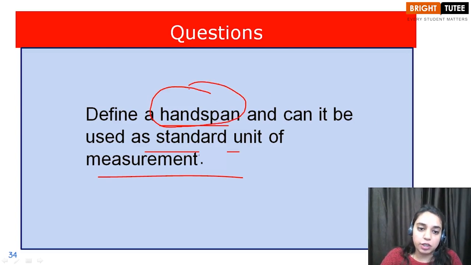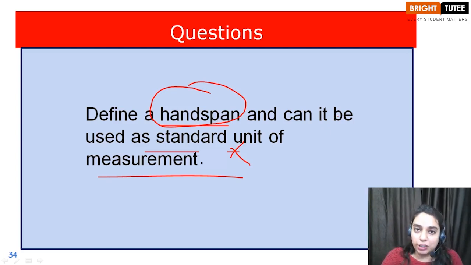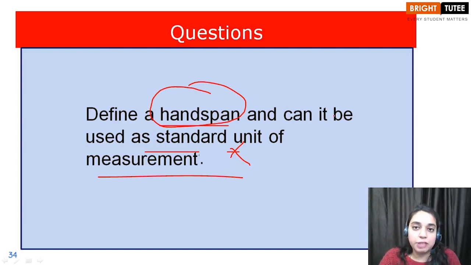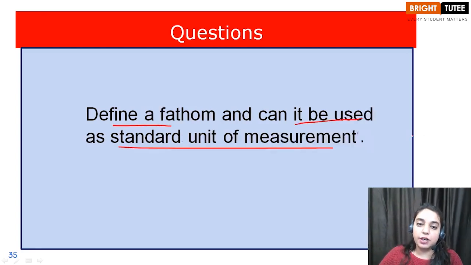But again, this cannot be used as the standard unit of measurement. Why? Because the length of a handspan is unique to every individual. My handspan will be completely different from your handspan. So we cannot use handspan as the standard unit of measurement. Define a fathom. Can it be used as the standard unit of measurement?